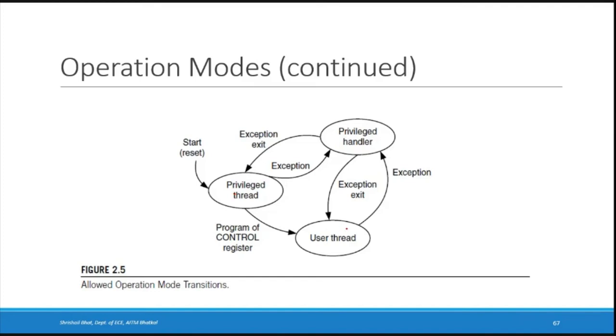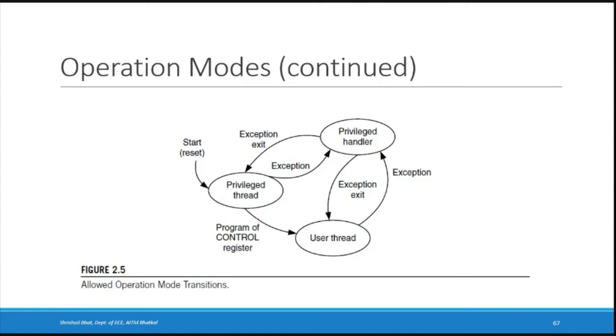Sometimes, from privileged handler, you can also return to user level thread. And from privileged thread, if an exception occurs when it is in the thread mode, the state shifts to privileged handler. Once the exception or interrupt is served, it goes back to the privileged thread, and from privileged thread, it can go to user level thread, right? These are the different transitions between different states.